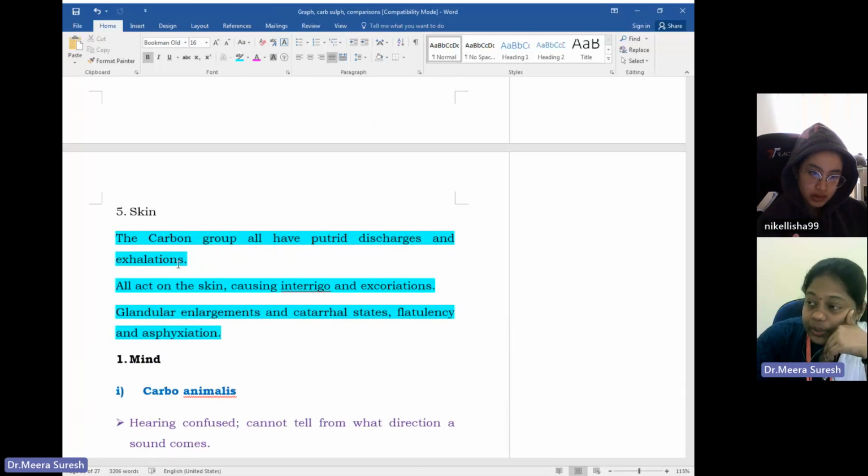And we can see that also when we learned about graphitis, even their discharge. Now, if you remember in carbo veg also, they have that cadaverous smelling stool.